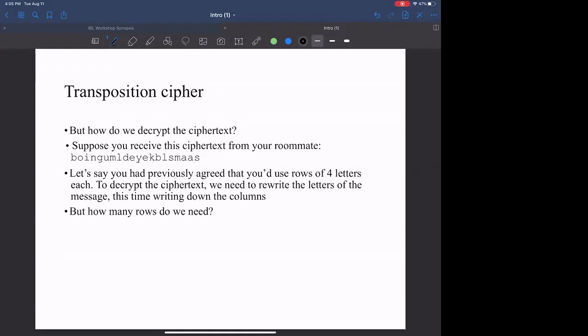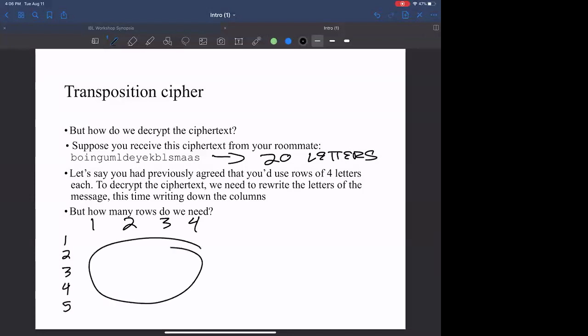But in order to do that, we do need to figure out how many rows there are going to be. How far down the columns do we go? So how many rows do we need? Well, if there's going to be 1, 2, 3, 4 columns, and we do a quick count here, and we see that we have 20 letters in total here, then we're going to need 1, 2, 3, 4, 5 rows in order to fit all 20 of the letters in here. All right, so we know we're going to need 5 rows.